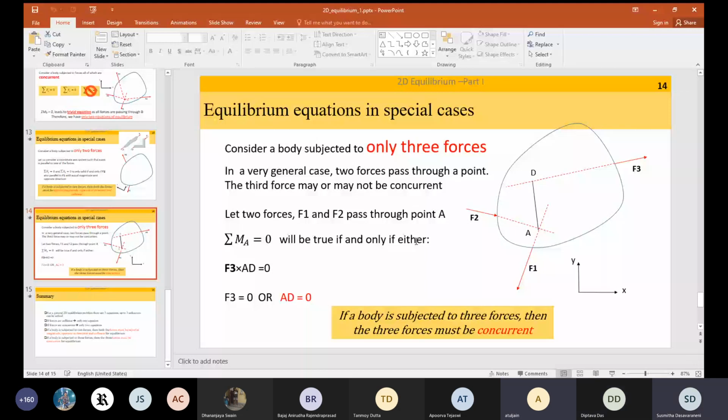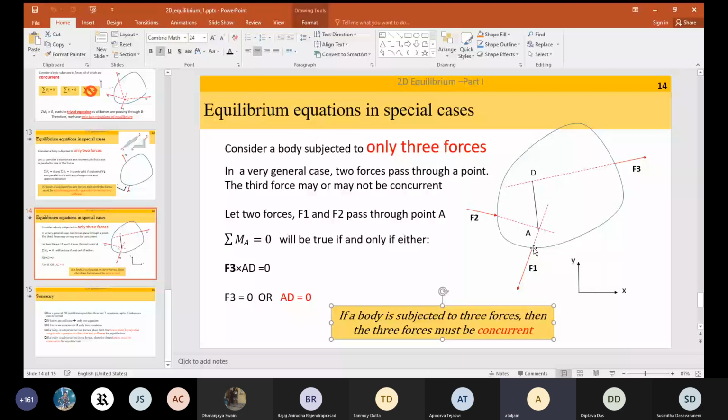Sir, in that it is given in a very general case, two forces pass through a point. The third force may not be concurrent, and in that box, it is given that three forces must be concurrent. So imagine that two forces are passing through point A. In a general case, two forces will pass through point A. The third force might or might not pass. Now let us take moment about point A. For equilibrium, summation Fa must be equal to 0, summation Ma is equal to 0.